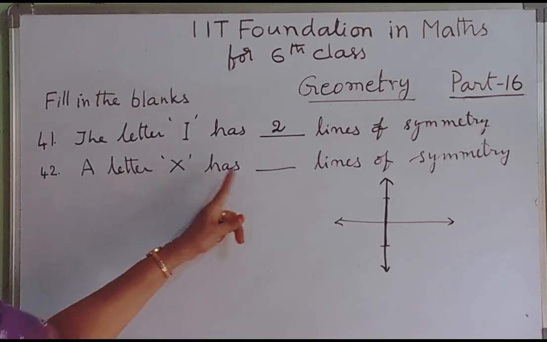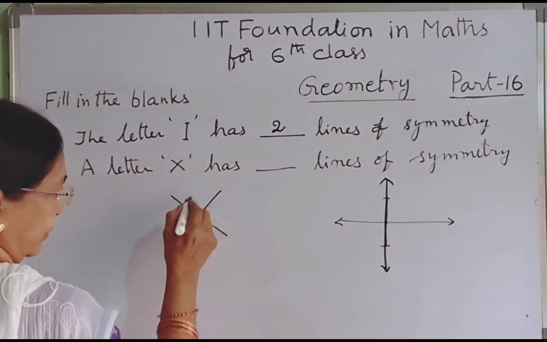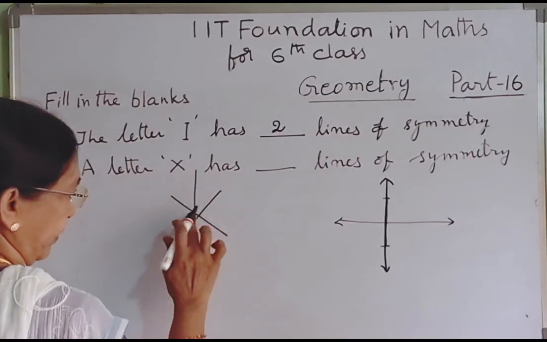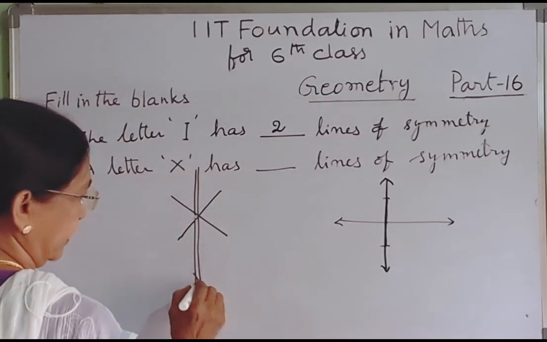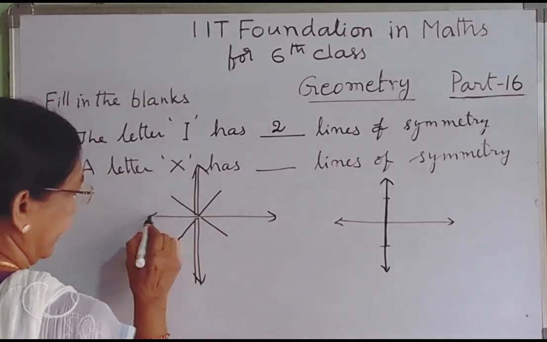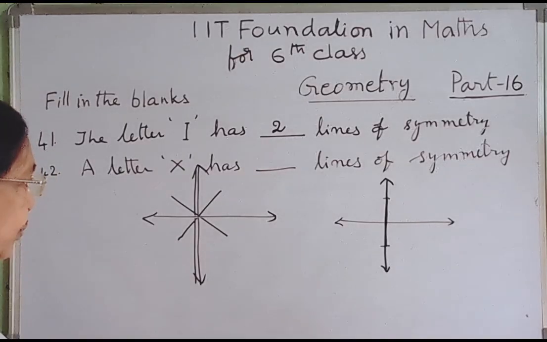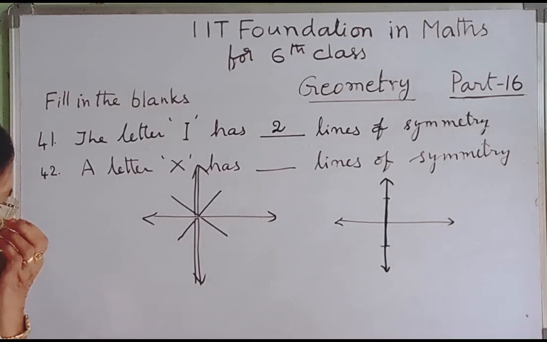Next, a letter X has dash lines of symmetry. So this is one line of symmetry passing through the point of intersection. It is one line of symmetry, and this is another line of symmetry. Therefore, there are two lines of symmetry.